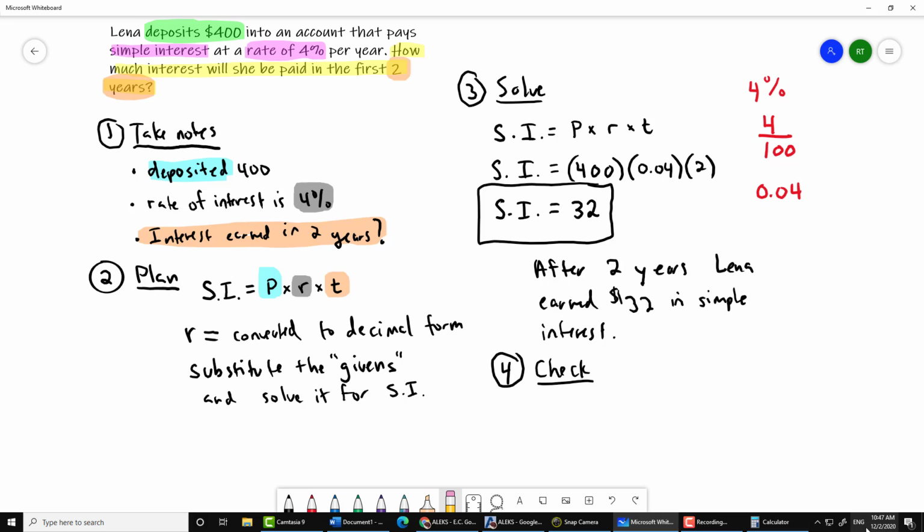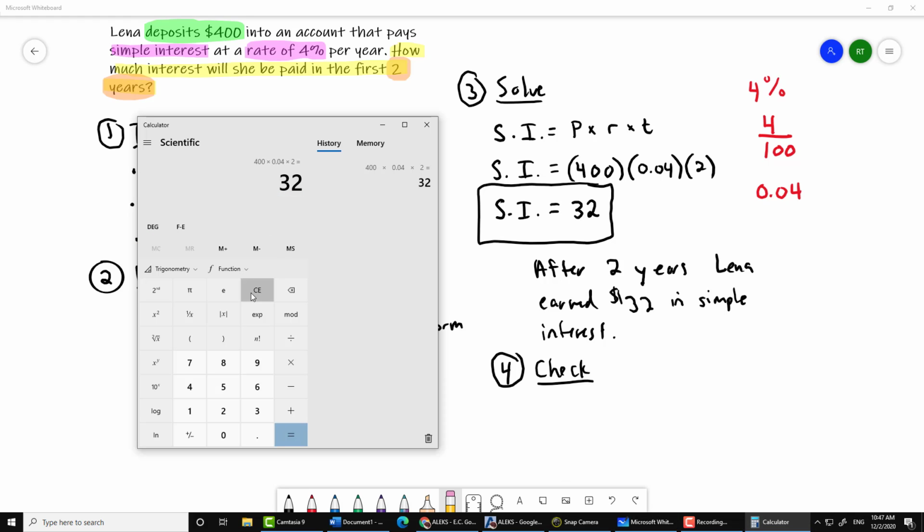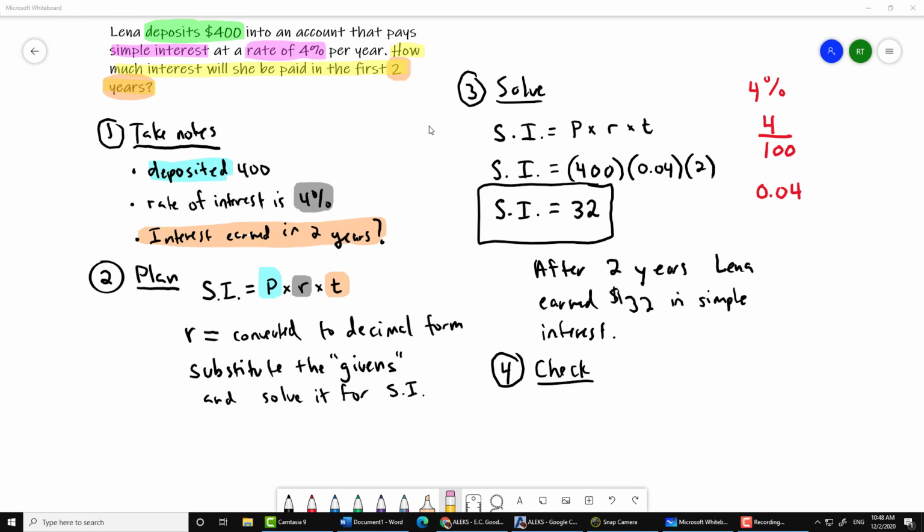So let me just do that one more time. I'm just going to clear this out. So 400 times 0.04 times 2, and I get 32. So it does work out. And you should also know, did you answer the question? So going back to the question, the original question was, how much interest will she be paid in the first 2 years? So Lena, which I answered here, you can see that I did answer the question. After 2 years, Lena earned $32 in simple interest. And 4% is not a lot, so $32 does make sense in the context of this problem. And that's pretty much it.